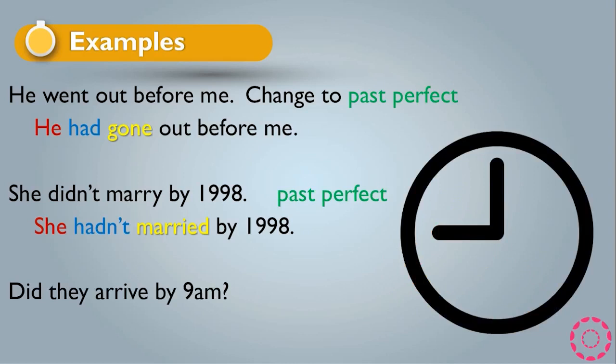Another sentence, did they arrive by 9 a.m.? So the sentence became had they arrived by 9 a.m.? So we have to change the verb to the past participle. Because arrive is a regular verb, the past participle of arrive is also arrived. So we just add ed to the verb.